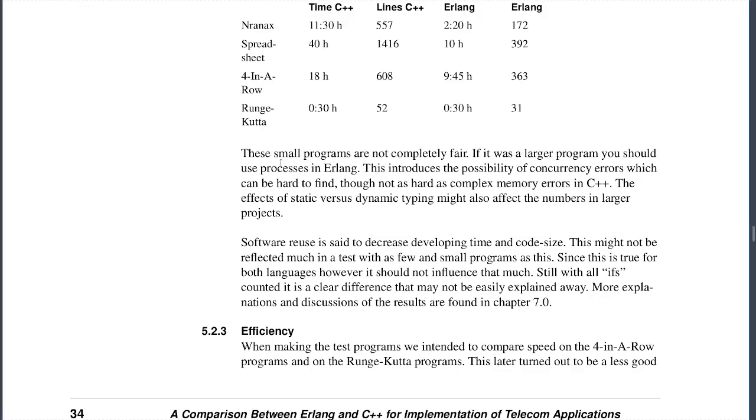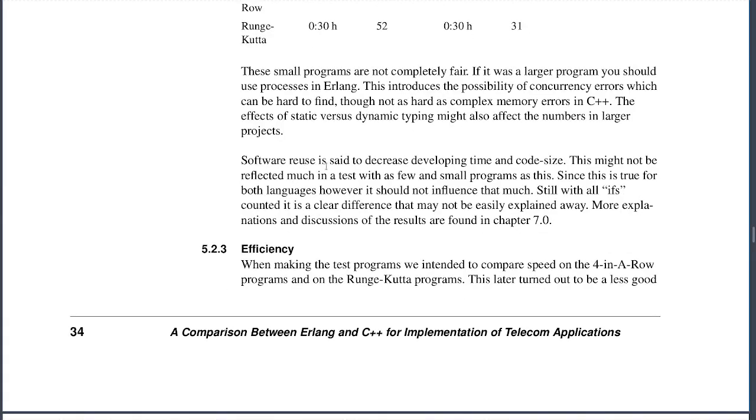So, the small programs are not completely fair. If it was a larger program, you should use processes in Erlang. This introduces the possibility of concurrency errors, which can be hard to find. Though not as hard as complex memory errors in C++. The effect of static versus dynamic typing might also affect the numbers in large projects. Software reuse is said to decrease developing time and code size. This might not be reflected much in a test with small programs such as this. Since this is true for both languages, overhead should not influence that much. Still, with all that in mind, it is a clear difference that may not be easily explained away. More explanation and discussion of the results are found in chapter 7.